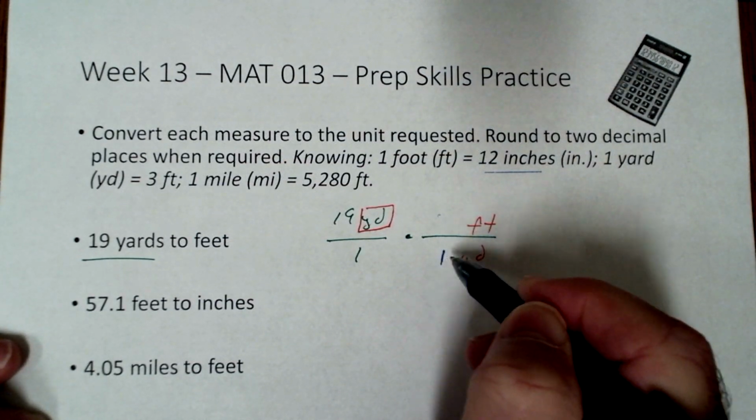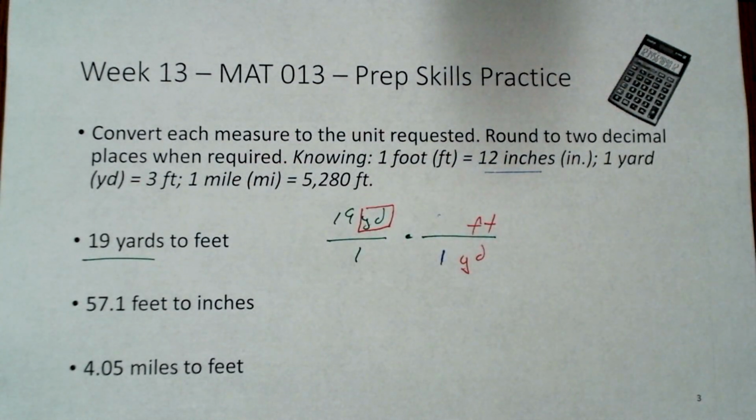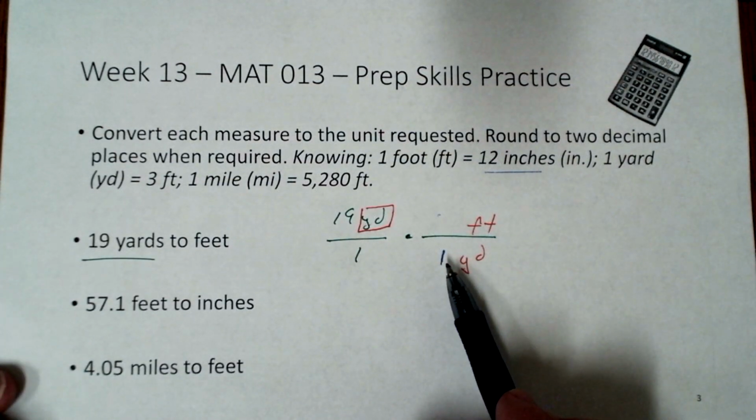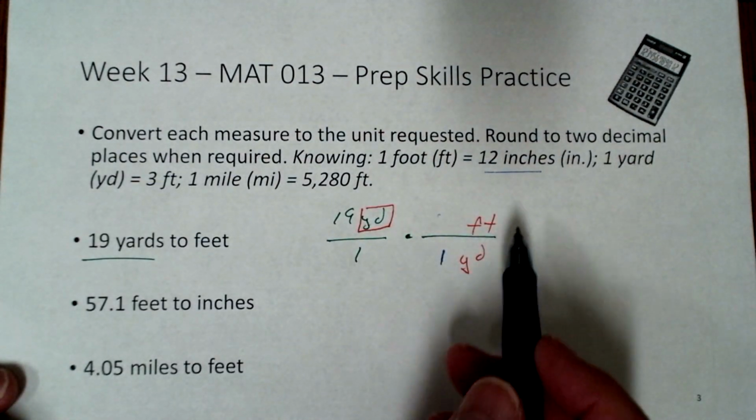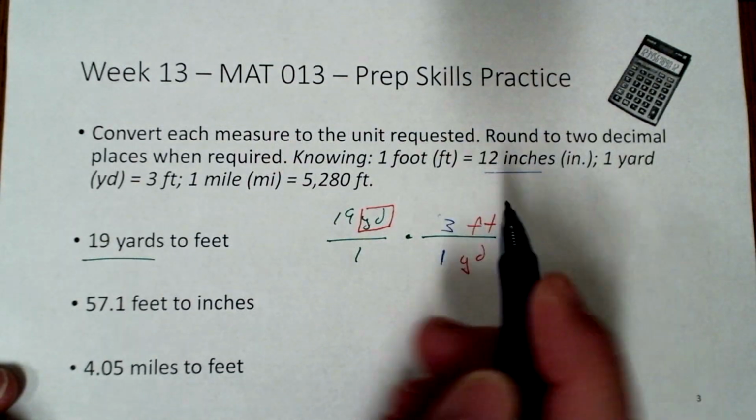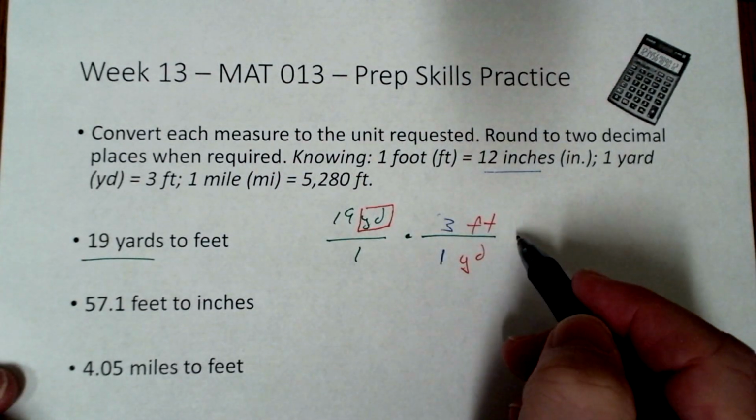We always put the 1 with the larger unit. So a yard is bigger than a foot. And then we simply ask ourselves, in 1 yard, how many feet are there? Well, 1 yard is equal to 3 feet. So we do that. And then we multiply.